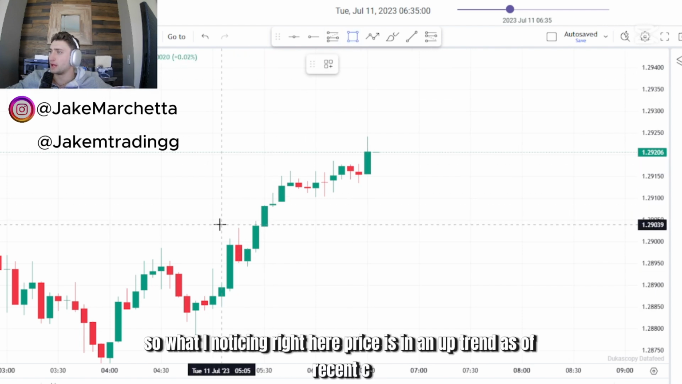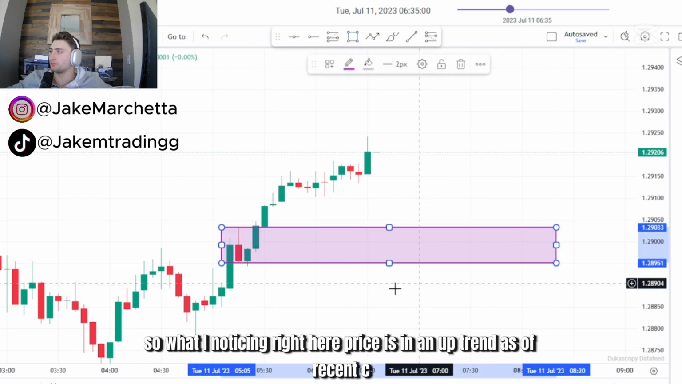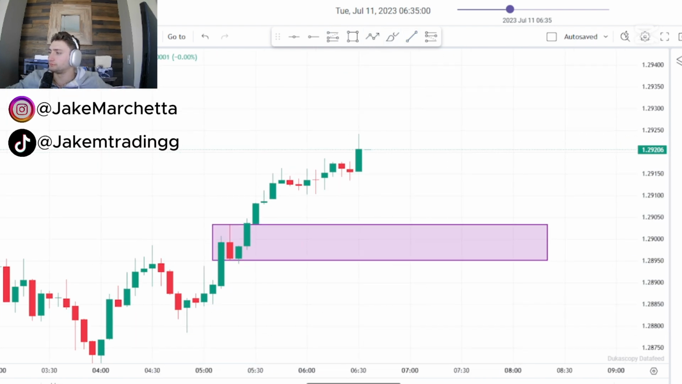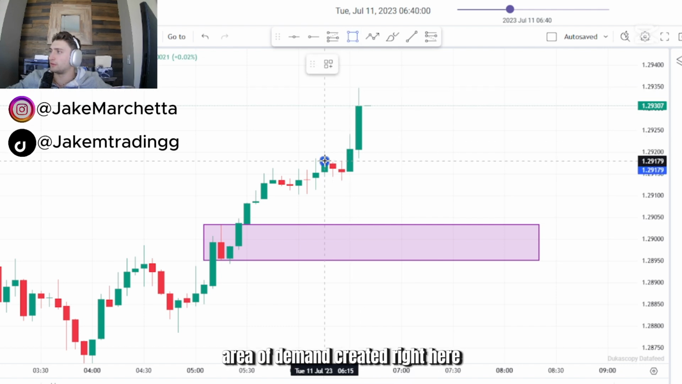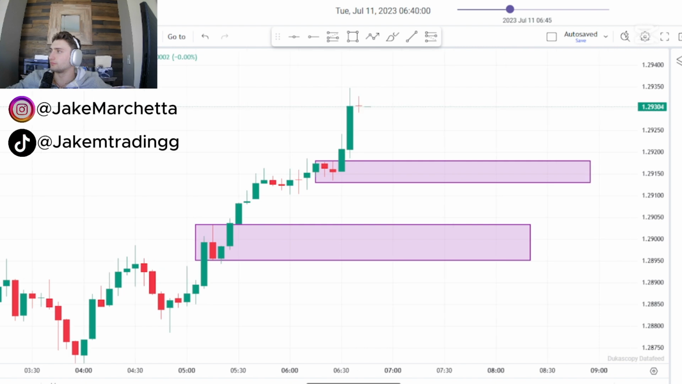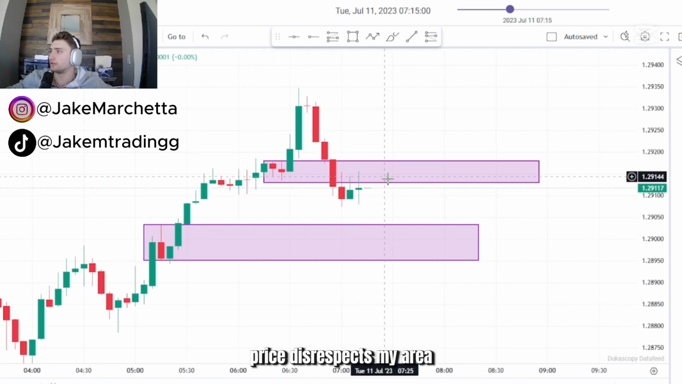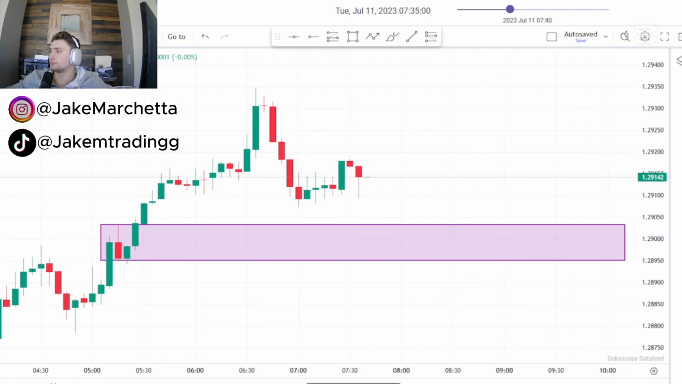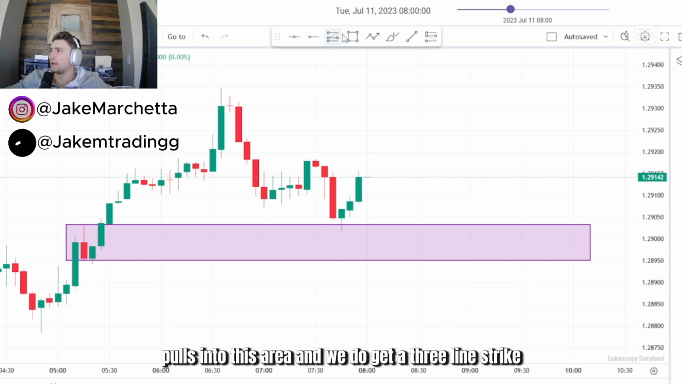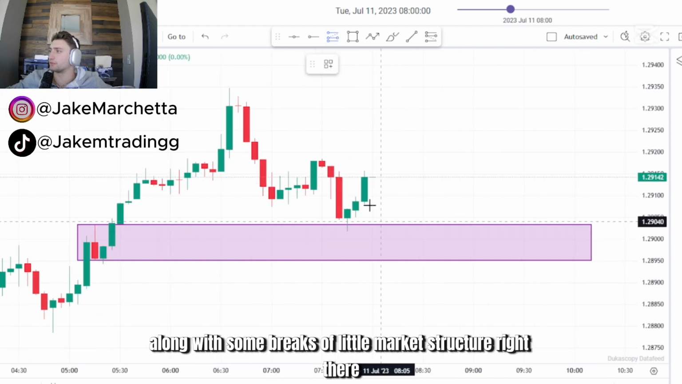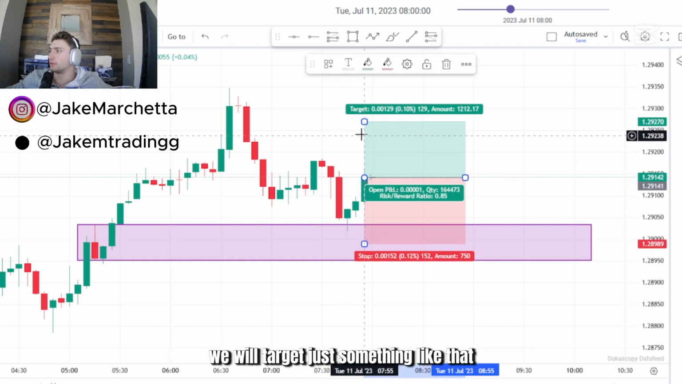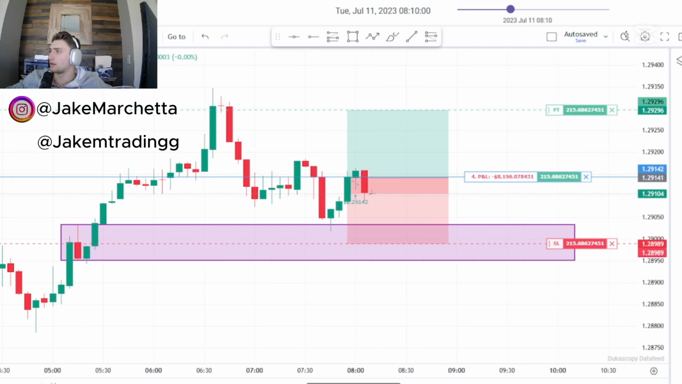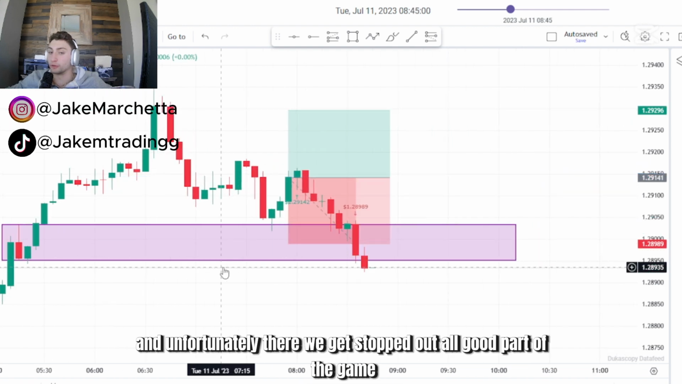So what I'm noticing right here, price is in an uptrend as of recency. So as you guys can see, nice uptrend just like that. Area of demand created right here. Price disrespects my area. Pulls into this area, and we do get a three-line strike along with some breaks of little market structure right there. We will target just something like that. And unfortunately there we get stopped out.